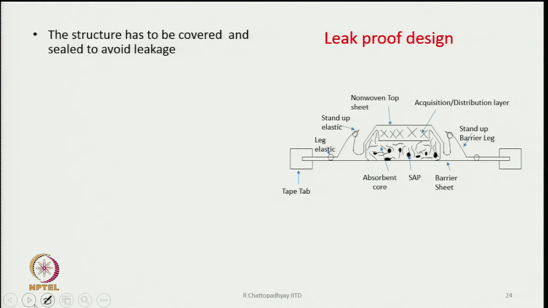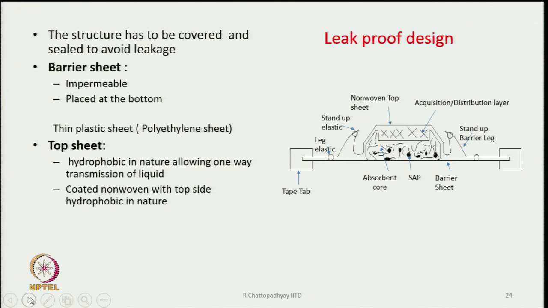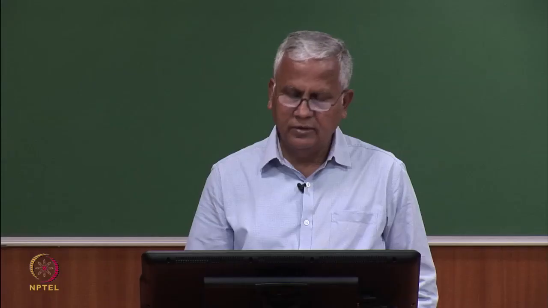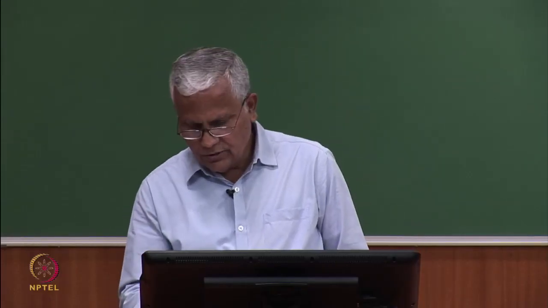In the leak proof design which we are discussing, this is a typical simple sketch of the design, one cross sectional view. The structure has to be covered and sealed to avoid leakage. This is the part where the absorbent core is shown. Then we have the barrier sheet as shown here, which is impermeable. This is the sheet which will be visible, and liquid will not be able to pass through it, because it is completely impermeable.